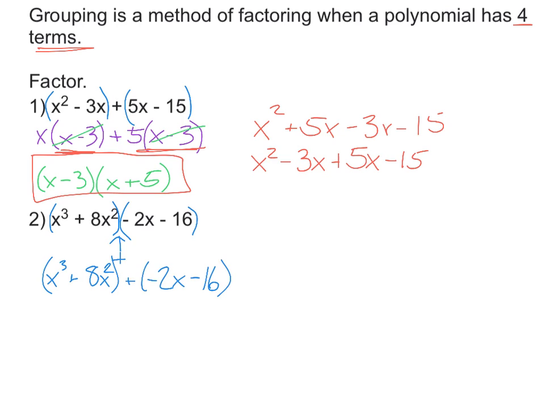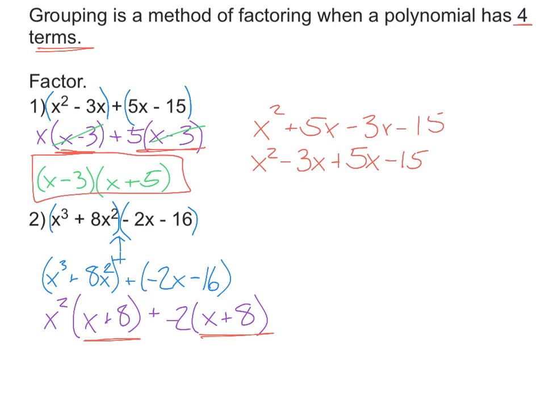And we look for our GCF, and in the first set of parentheses, it's an x squared. And if I divide an x squared out from both, I have an x plus 8. Plus, between negative 2x and negative 16, I can take out a negative 2, and I get a positive x plus an 8. And again, your parentheses match.